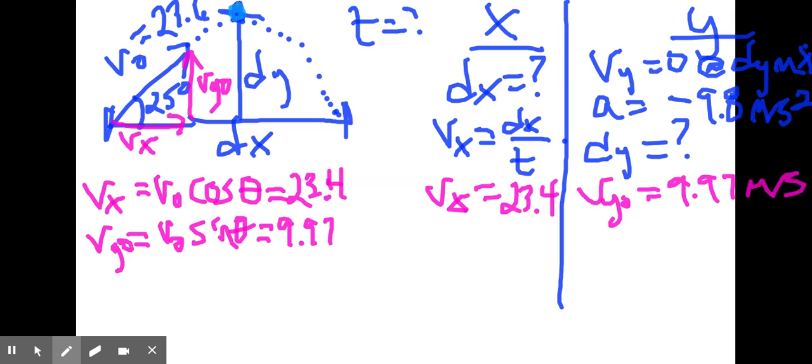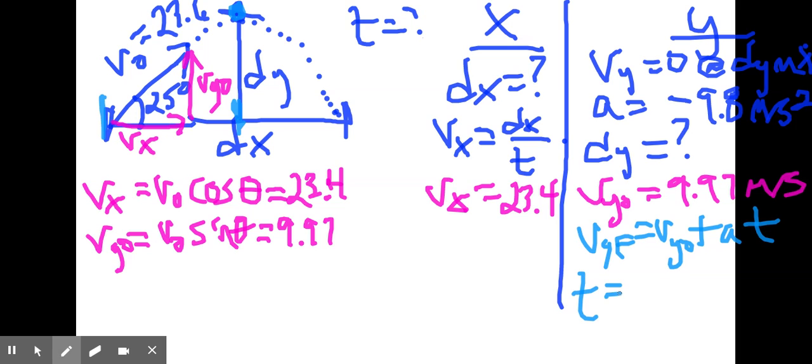So we can actually kind of break this problem up into two parts. We can think about just this part of the path of Captain Kirk. So we can think about half of the flight. So what we can do is we can use this equation, Vy final is equal to Vy naught plus AT. And we can solve for t. T is equal to Vy final minus Vy naught over A.